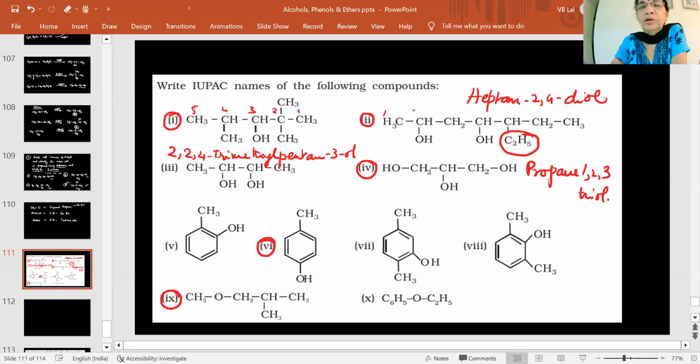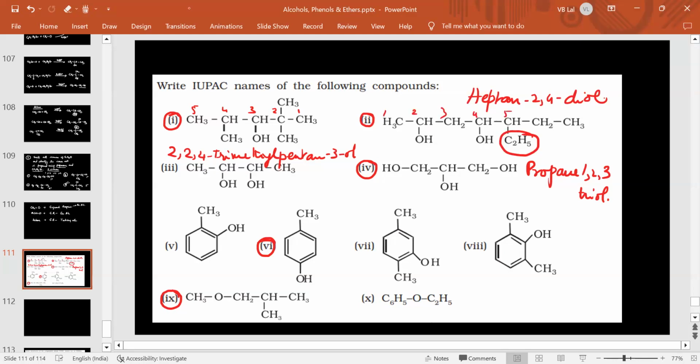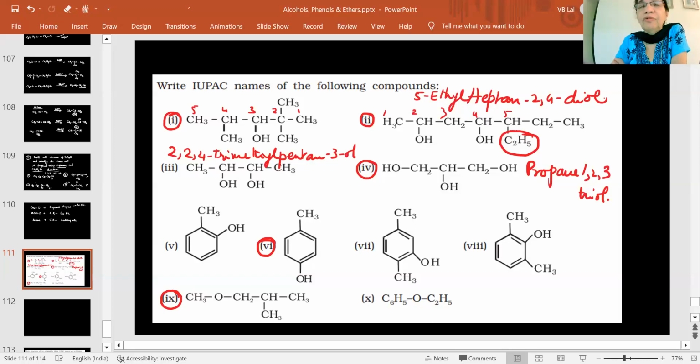And what is there on this? This is 1, 2, 3, butane. So 5, what is this? That's butane. 5 ethyl. Right? Did you understand? Yes, ma'am. Okay. 5 ethyl 2, 4 heptane diol, or 5 ethyl heptane 2, 4 diol. Okay. And this is propane 1,2,3-triol. Now, Sai Kalyan, can you tell me the name of the 9th one?